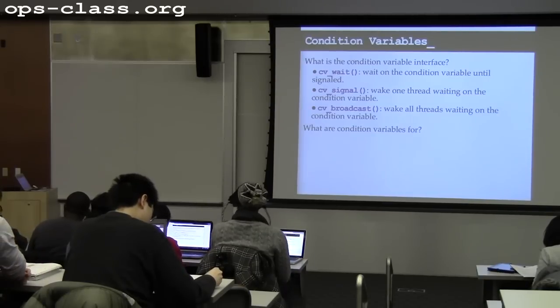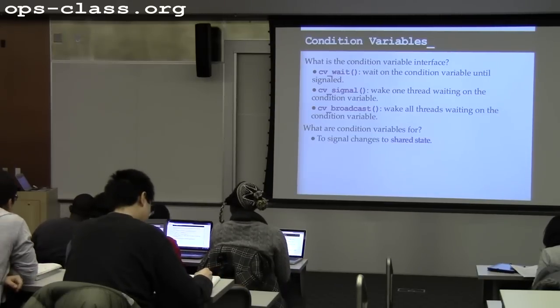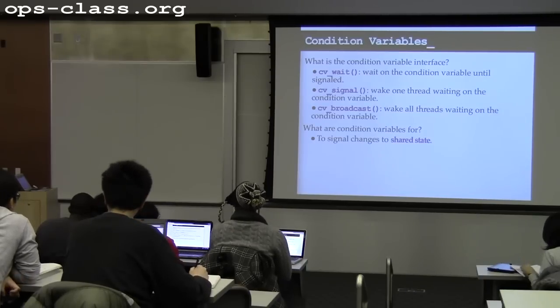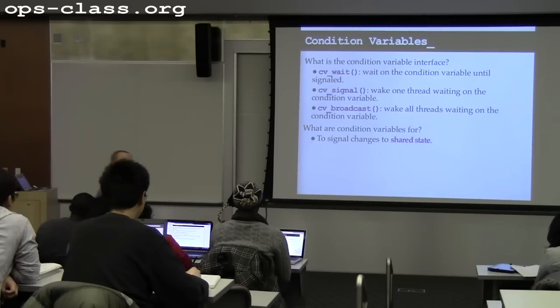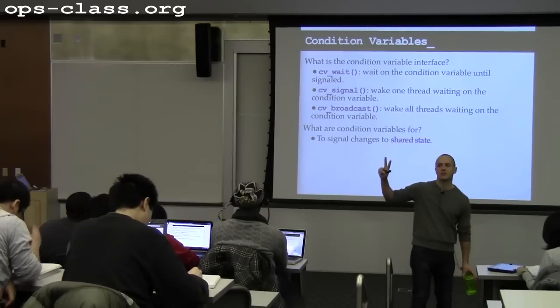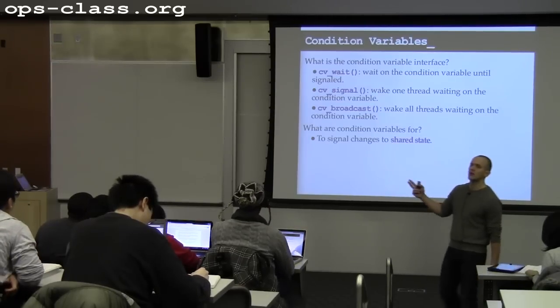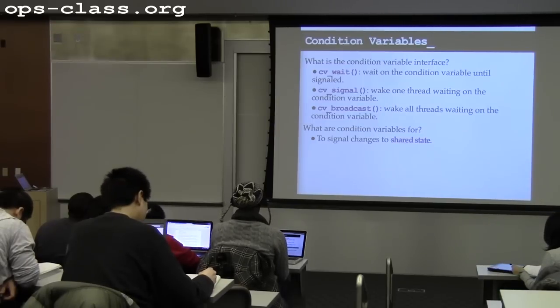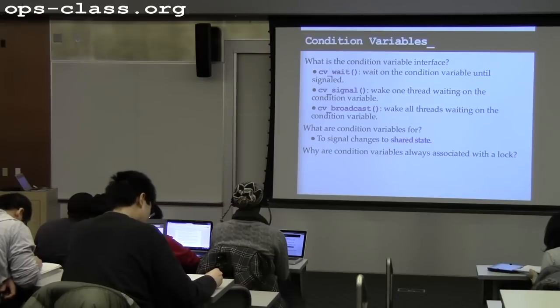Signal changes. That's a good answer. The signal changes to shared state. It's almost as if he's looking at the slide. Exactly. So condition variables are a signaling mechanism. Remember, we talked about two goals, thread synchronization, correctness and coordination. Condition variables are a communication primitive, right? They're a coordination primitive that allow threads to indicate safely to each other that certain things have happened.